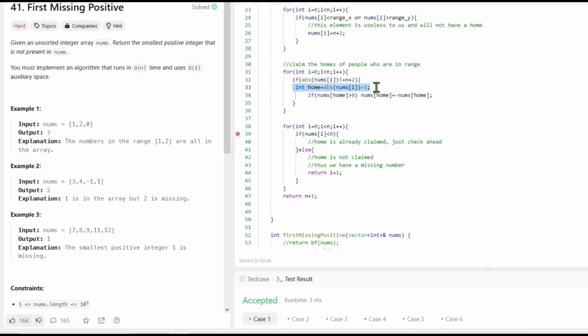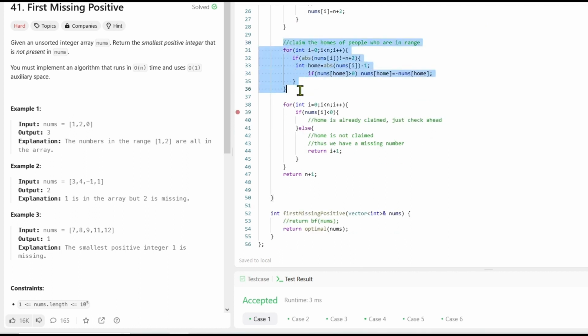Now we will check the home. Okay, that is the home of this particular guy, and only mark it as negative in the case where it is already positive. It might happen that there are two fours. The first four will mark its home 3 to be negative, and the next four which is there, it will also make it negative, and two negatives will make it positive, right? So only if it is positive, make it negative. That is why I have this check.